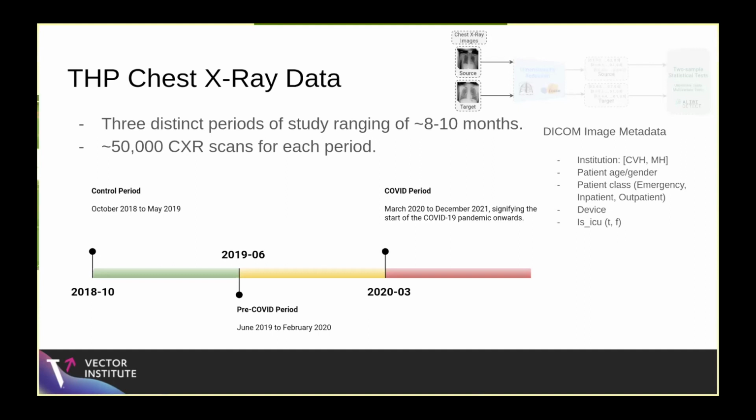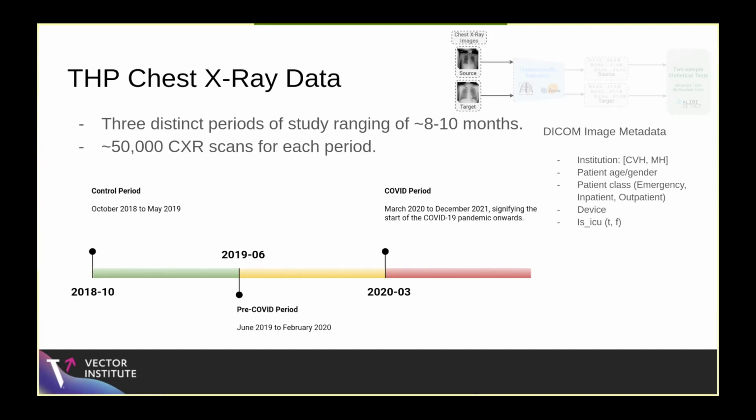So moving on to the data. In order to aid in structuring the study of what we're doing with the chest X-rays, we break the data down into 3 distinct periods of study, where we define a control period, a pre-COVID period, and then a COVID period, which consists of March 2020 onwards.